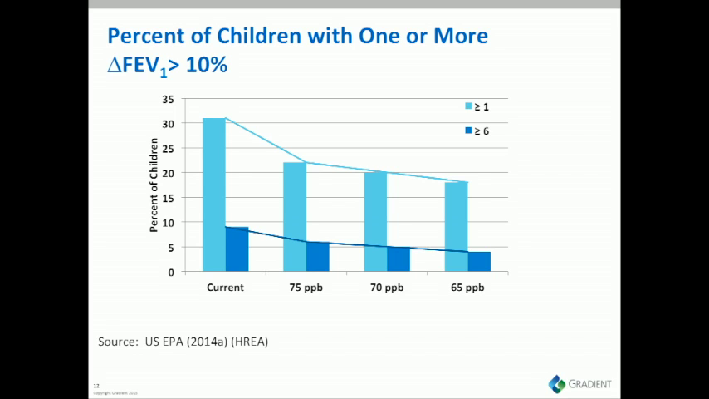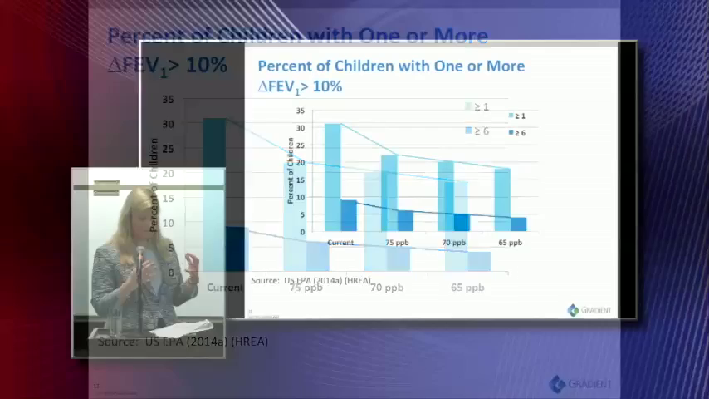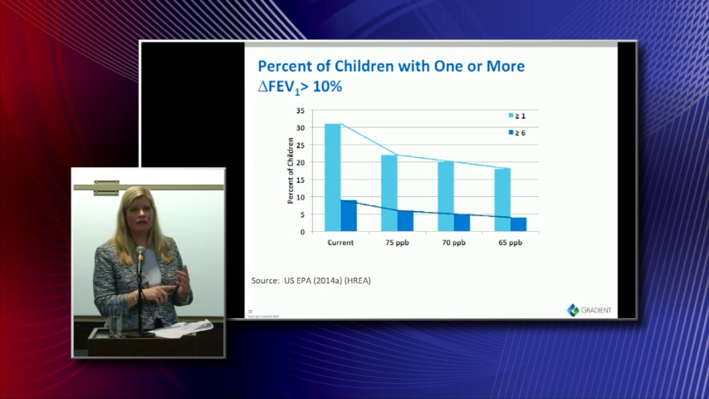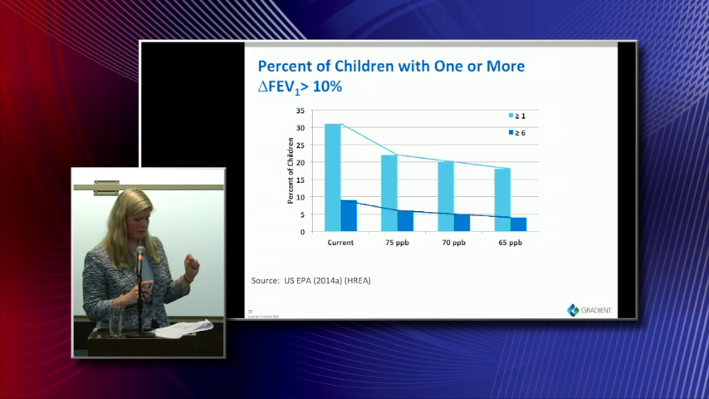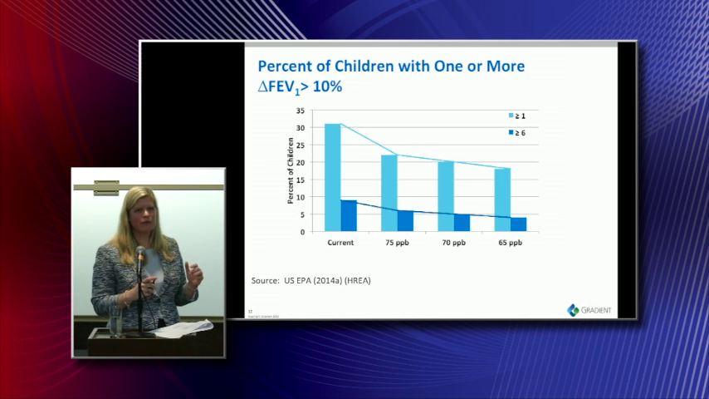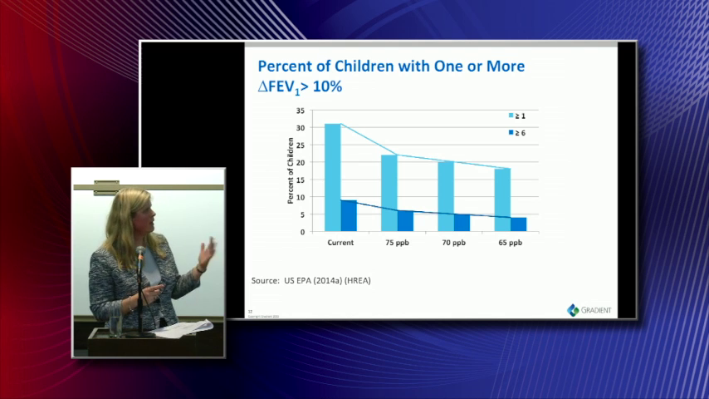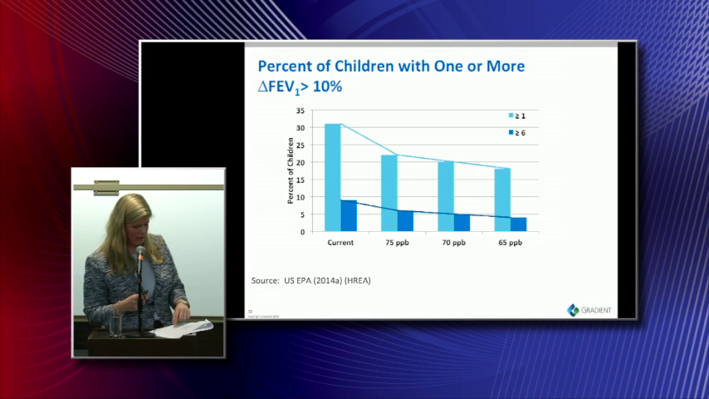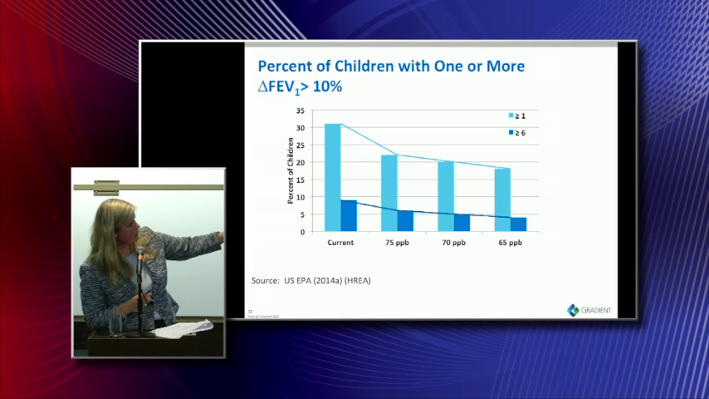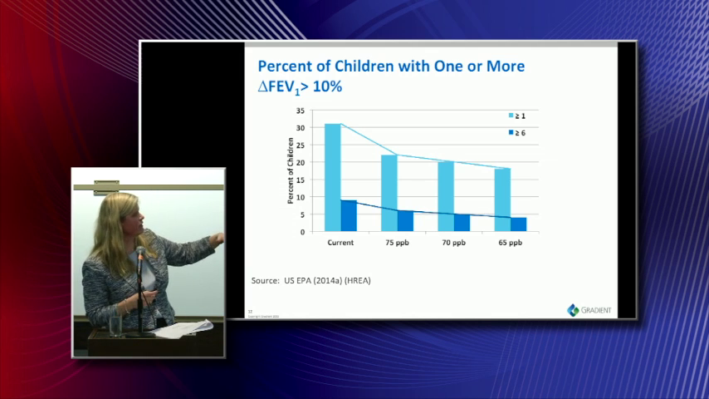What you see here is actually the maximum percentage of children. So this is the worst city, the worst year, and this is the percentage of children with 1 or more FEV1 decrement greater than 10%. Again, 1 or more, if you only have 1, it's probably not very clinically significant. But I wanted to just show you what is the worst case. The light blue is 1, and the dark blue, for some reason EPA showed results for 6 or more. When they presented results in the proposed rule, it was 2 or more. But you can see how different the numbers look for 1 or more versus 6 or more.